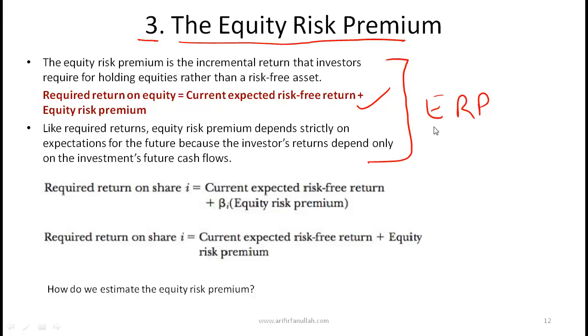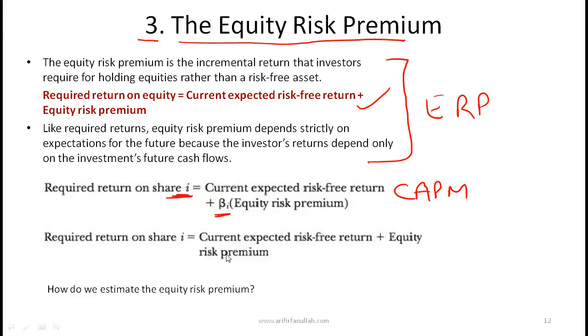These points up to here are generally related to the overall equity market. Okay, so the proxy for this would be an index such as the S&P 500, or in Pakistan the KSE 100. What if we are talking about a specific share or a stock? Then the required return on a stock, there are two ways of looking at it. One is that the required return on a given share i is equal to the current expected risk-free rate plus a sensitivity factor called beta times the equity risk premium. This effectively is your CAPM.